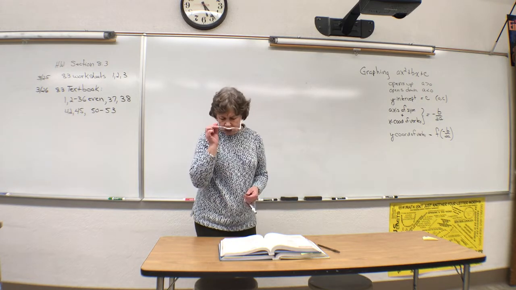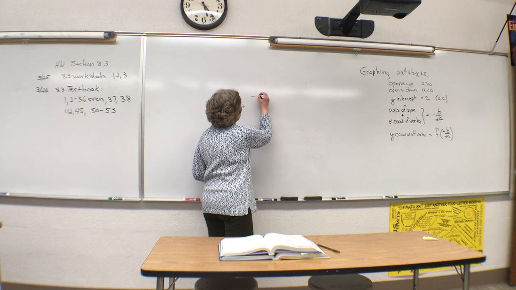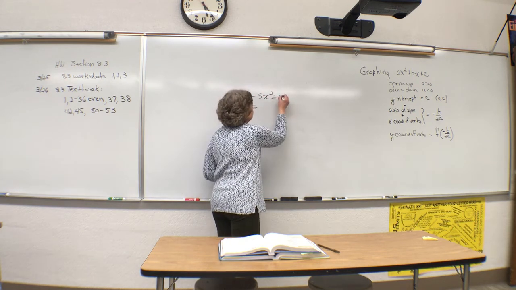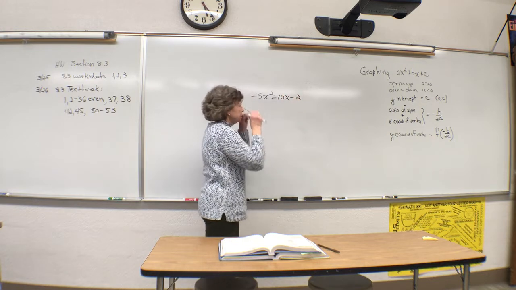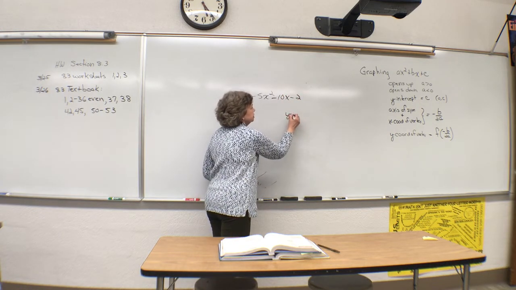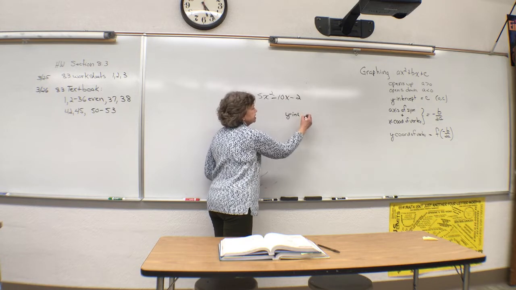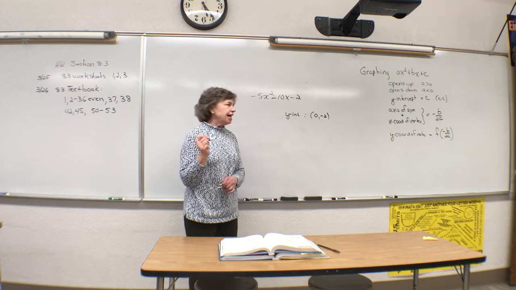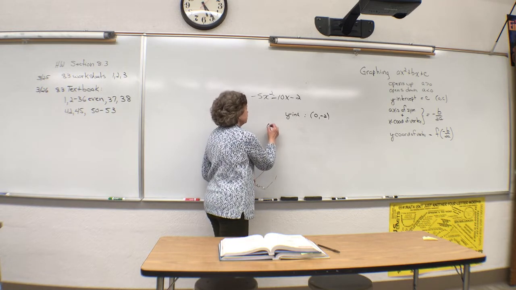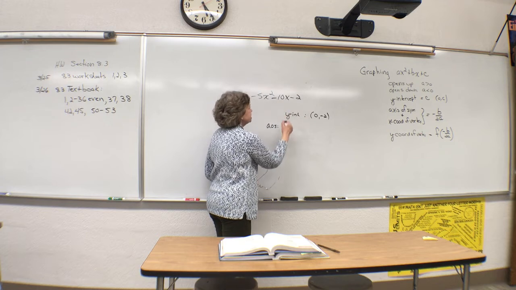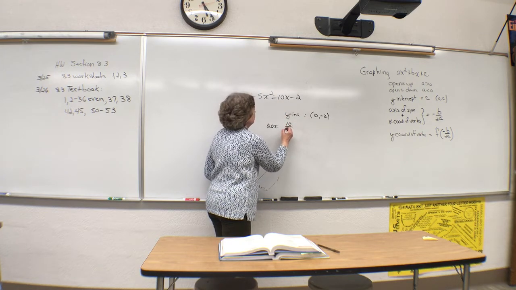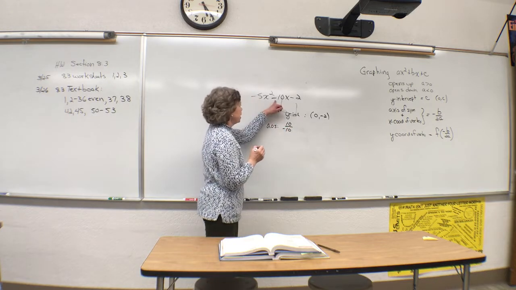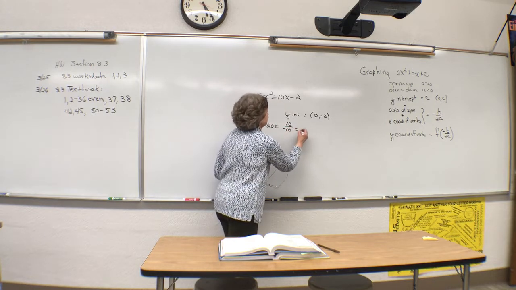For the last one, negative 5x squared minus 10x minus 2. The y-intercept is always whatever the value of that constant term is. So at (0, negative 2), that parabola intercepts the y-axis. The vertex, axis of symmetry, first, is minus b over 2a, so 10 over 2 times 5, which is 10, so negative b, positive, over negative 10 is negative 1.